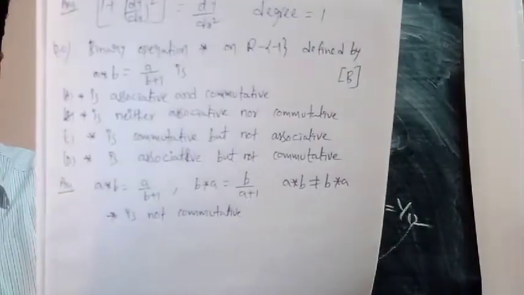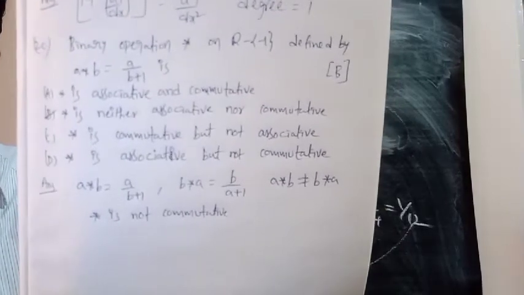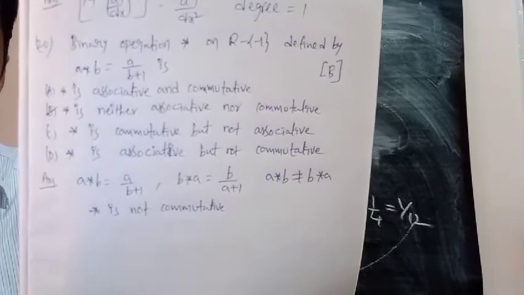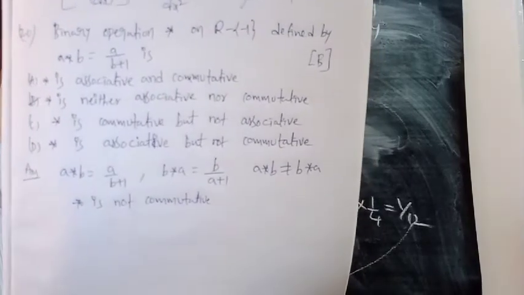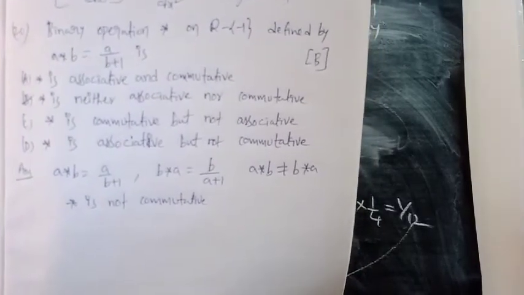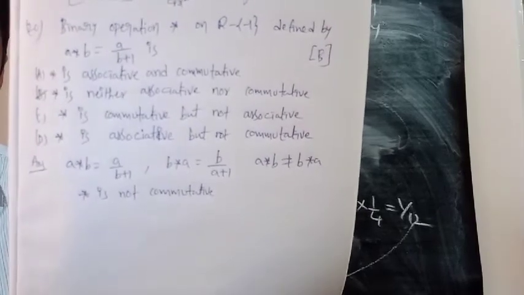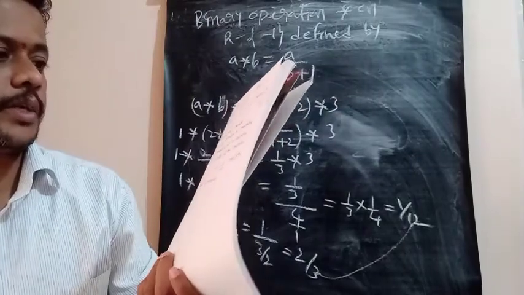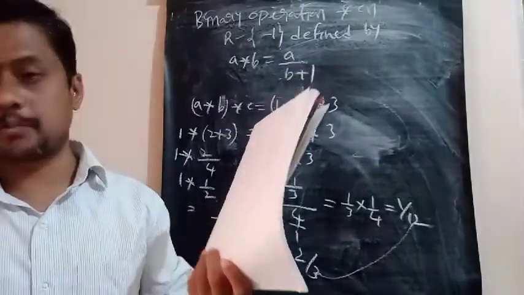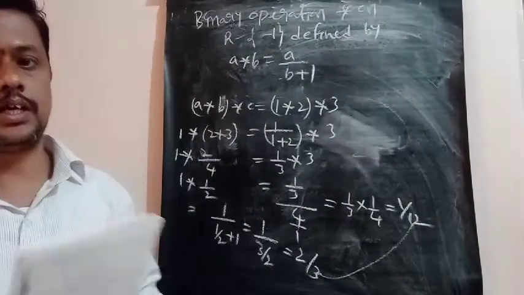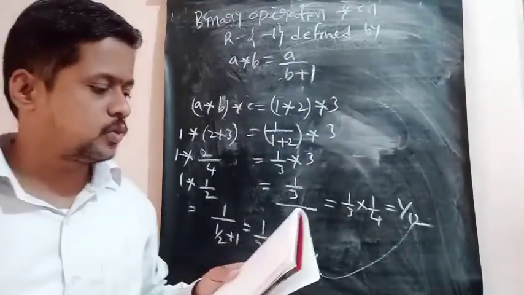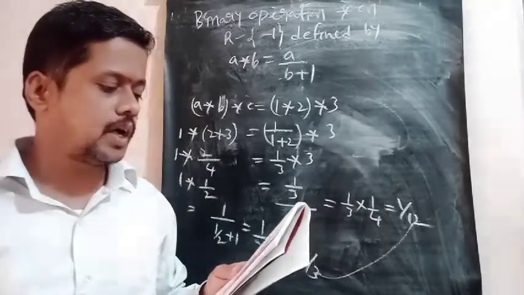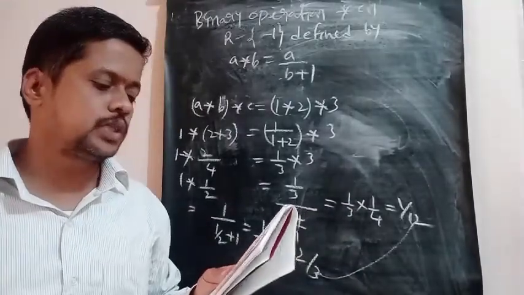See once again. Star is associative and commutative. Star is associative but not commutative. Star is commutative but not associative. Okay, like that the options are given. Star is associative and commutative. Star is neither associative nor commutative. Star is commutative but not associative. Star is associative but not commutative.